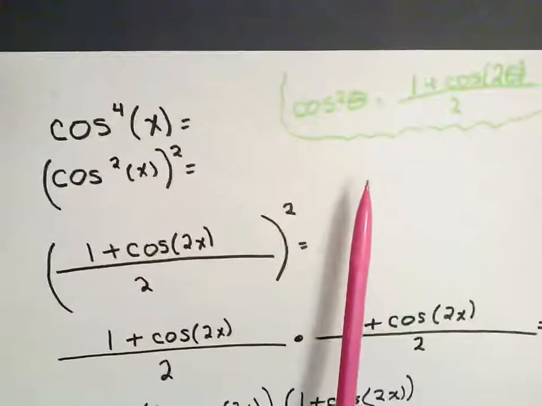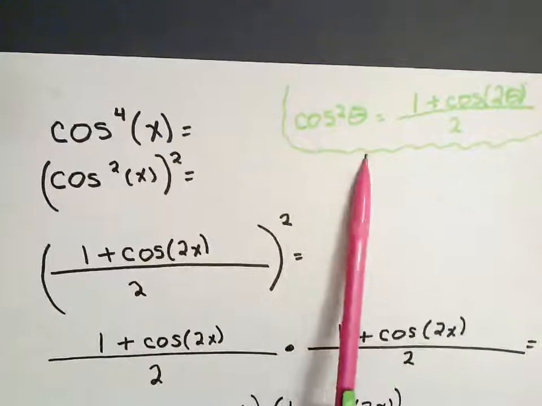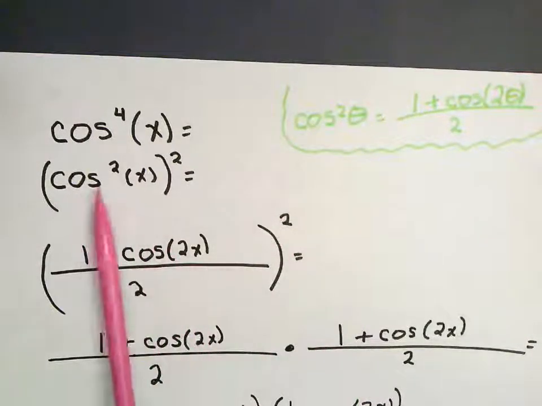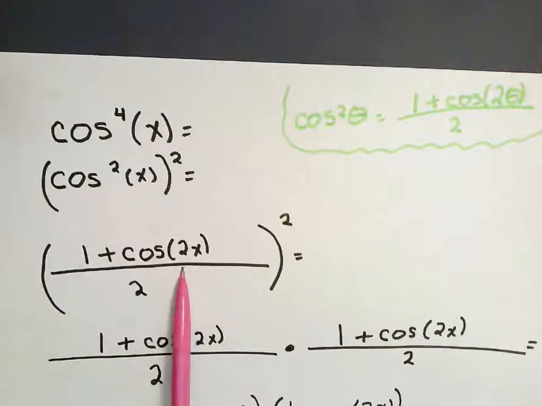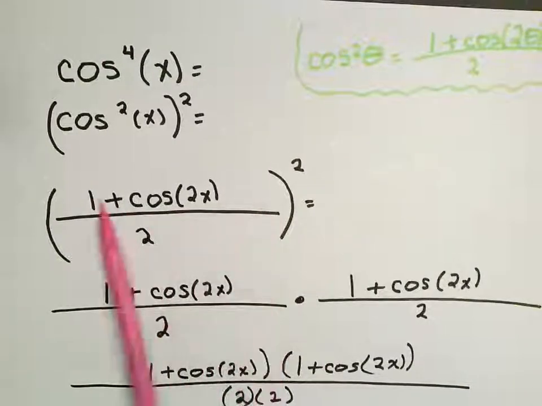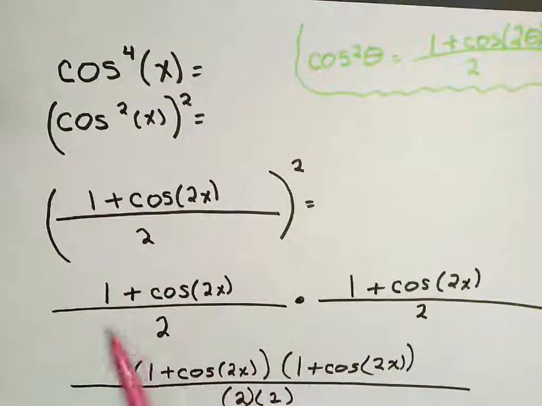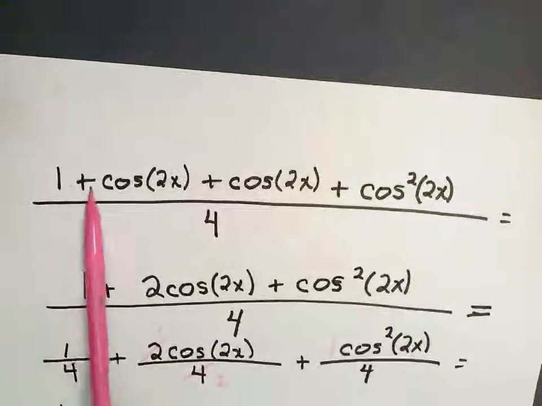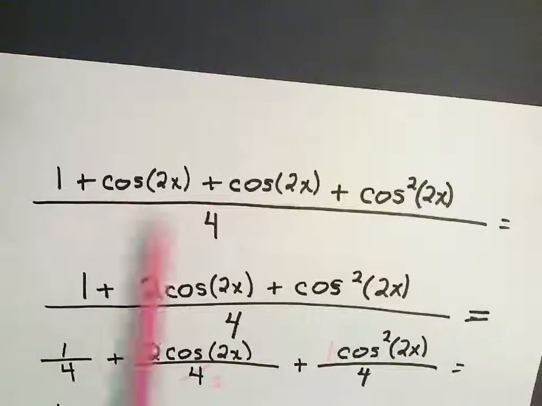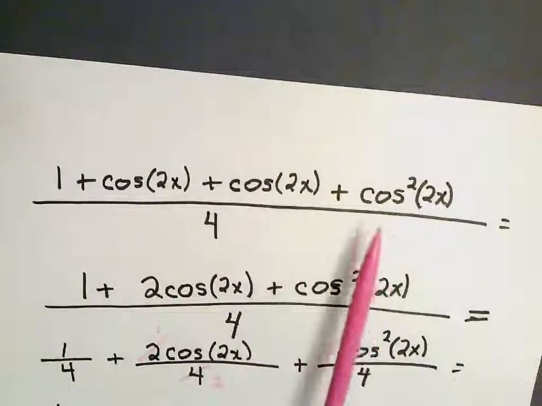And remember, we had one of our reduction formulas right here. So I'm going to replace the cosine squared of x with 1 plus the cosine of 2x, over 2. The x is acting as the theta now. And I'm going to square the numerator, and I'm going to square the denominator. Now, when I square the numerator, I'm going to FOIL: first, outer, inner, last. So our first term will be 1, our outer cosine of 2x, our inner cosine of 2x.